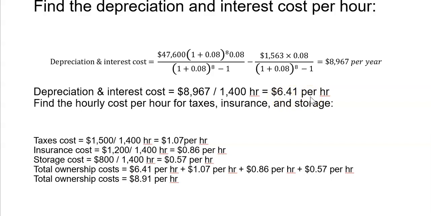So that's the cost for depreciation and interest. Now you need to convert all the values given to you as the annual cost for taxes, insurance, and storage to hourly rates. And then at the end, the only thing you would do is sum all these numbers and do the math, and you will have the total ownership cost of 8.91 per hour. Very simple.